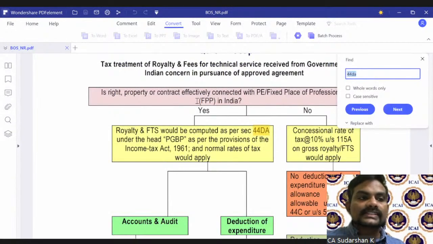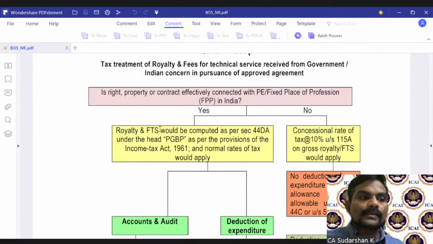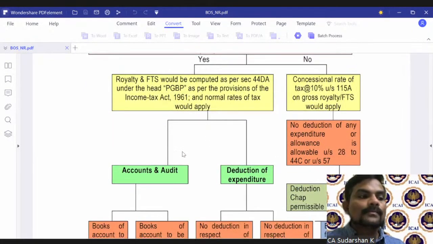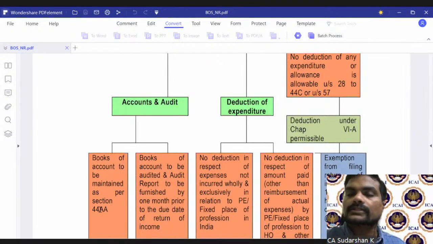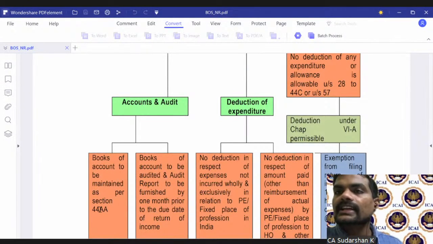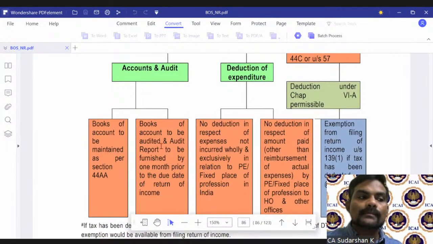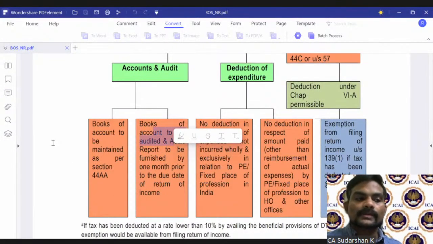What 44DA says is, if there is a permanent establishment in India for the foreign company, the royalty and FTS would be computed under the head profits and gains of business or profession, chapter 4. And normal rates of tax would apply. What is the normal rate of tax? 40%. Now, you have to maintain books of accounts under section 44AA because you are doing business in India. You have a branch office. So this branch office of the foreign company in Chennai is equivalent to any other Indian company. You need to have an audit report. You need to file your income tax return and all those aspects.